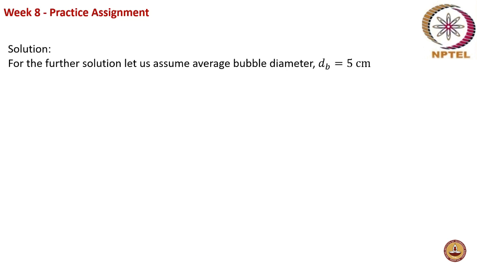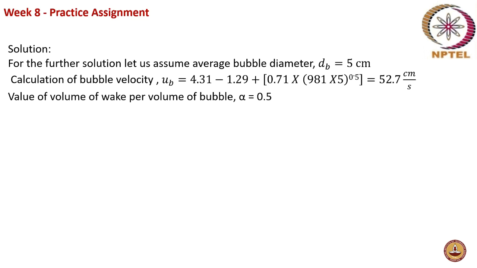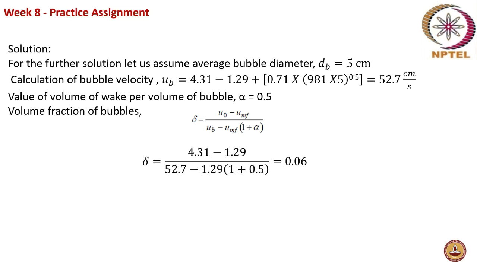Now for further solution, we have to find out the volume fraction of bubbles. Volume fraction of bubbles is given by delta is equal to U naught minus UMF by UB minus UMF into 1 plus alpha. We have U naught, the superficial velocity, and the minimum fluidization velocity also. We have the velocity of the bubble and the value of alpha also, right? Once we substitute all these values, you will get delta to be 0.06. So this is the value of delta.